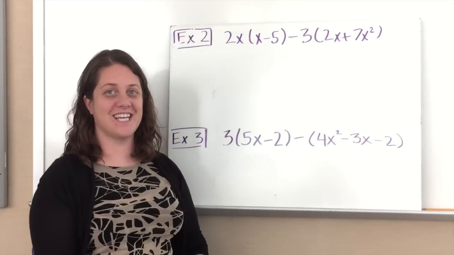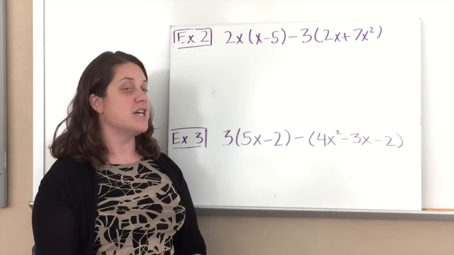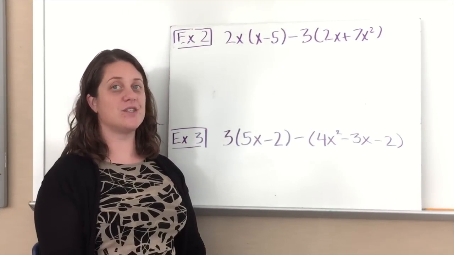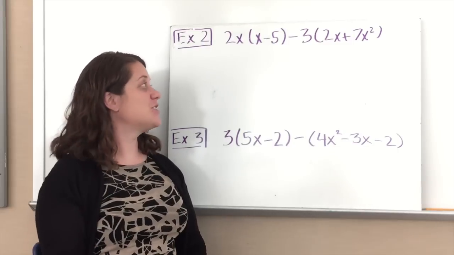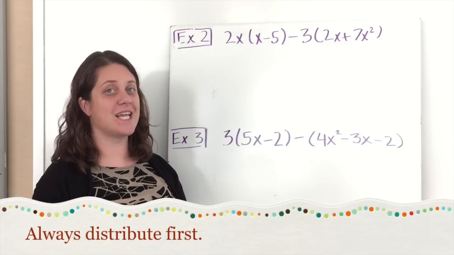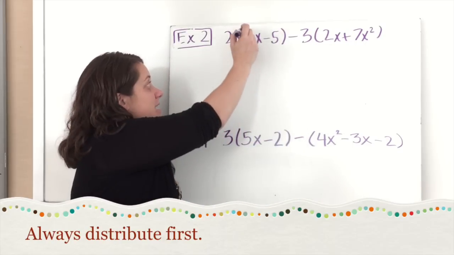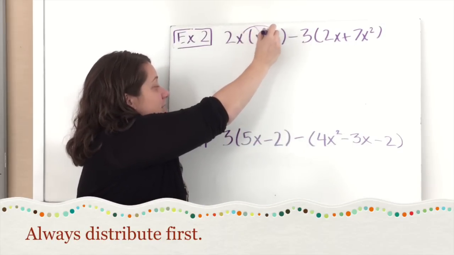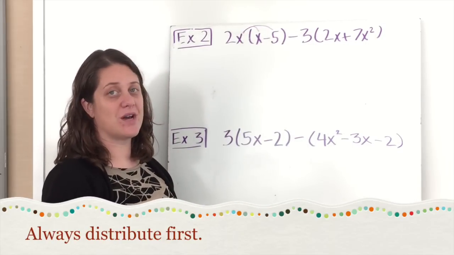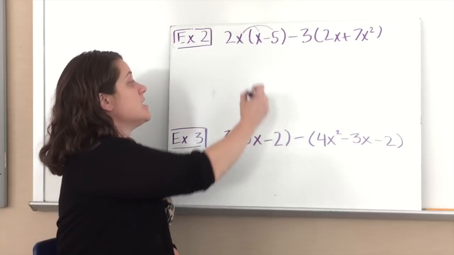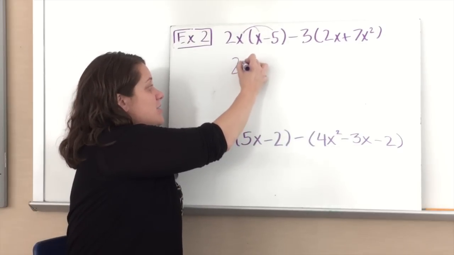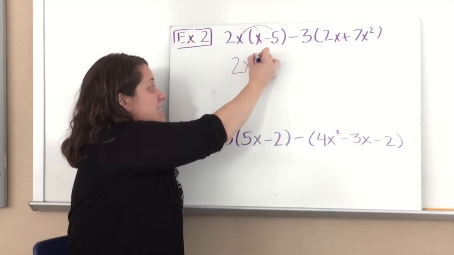Here we are on example number 2. So if you remember, first I am going to distribute. This time I can see that I have a 2x times x and a 2x times negative 5. So you have to remember your exponent rules. So 2x times x is 2x squared.